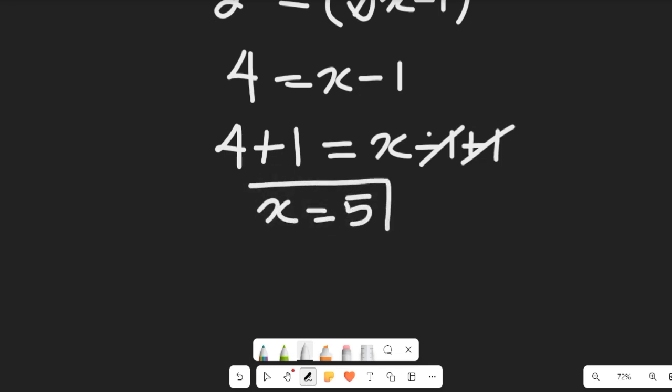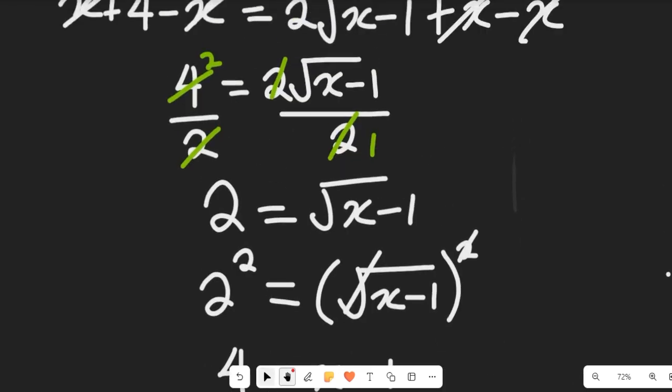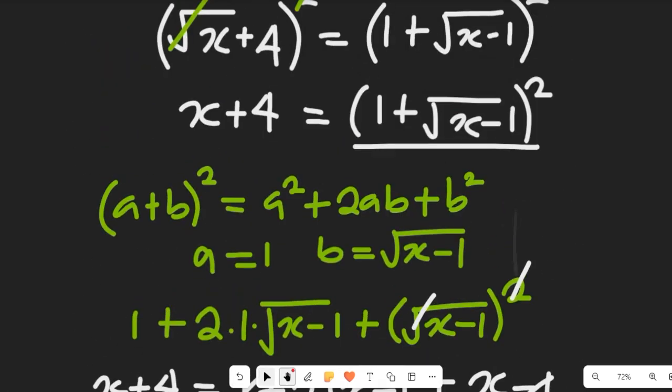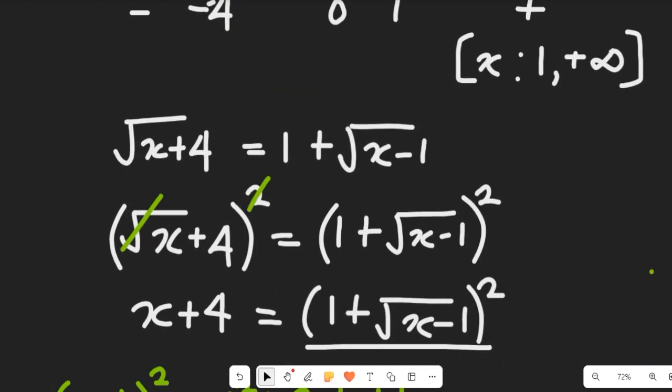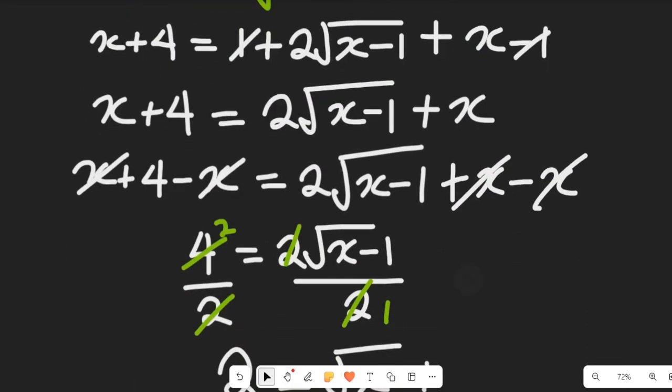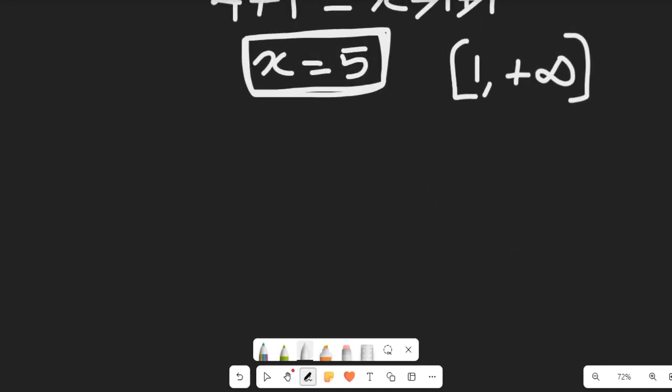Remember, we said the solution must be an element of the real values, and it must range between 1 and positive infinity. So the value of x equal to 5 really satisfies the equation given to us up here. Now let's check to see if our solution is actually right. If we insert the value of x equal to 5 into that expression, will it give us the original expression?